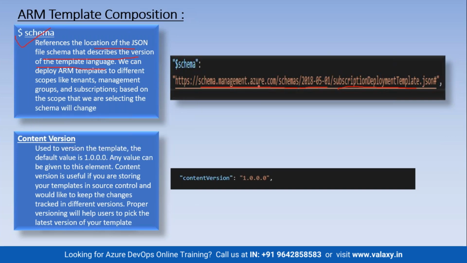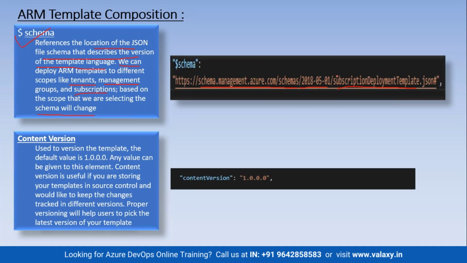If you go to this link, you will find out the structure of your template. We can deploy an ARM template to different scopes. As I said, you can deploy a template at the tenant level, management group level, and subscription level. Based on the scope that we are selecting, the schema will change. Now, this is at the subscription level what we are doing.